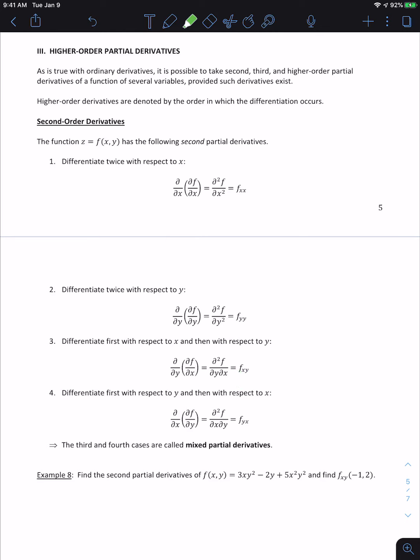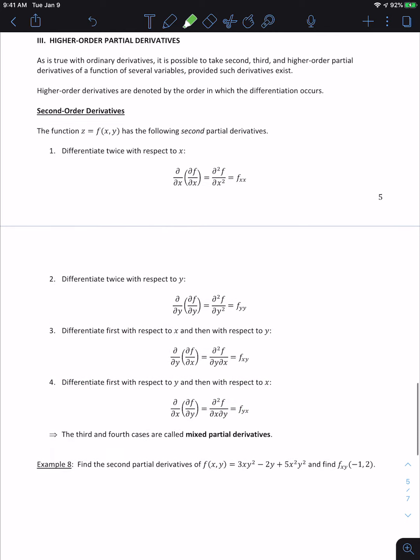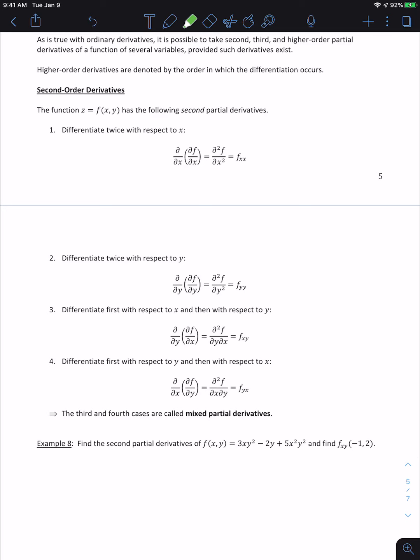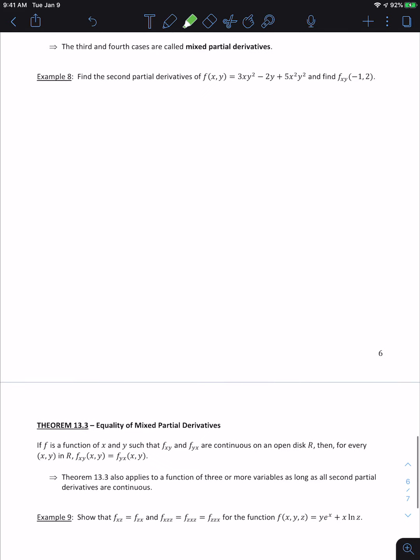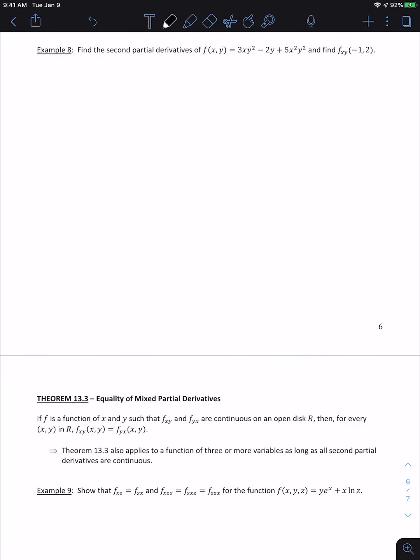The other thing I could do is differentiate with respect to y and then with respect to x. So I took the partial derivative with y, then I did it with respect to x. In this case, I just flip everything around and get f sub yx. So the third and fourth cases are called mixed partial derivatives. Obviously, you can see why, because I'm mixing x's and y's together.